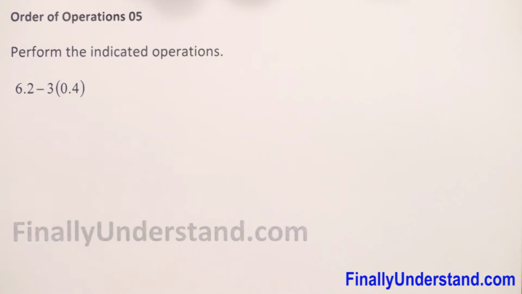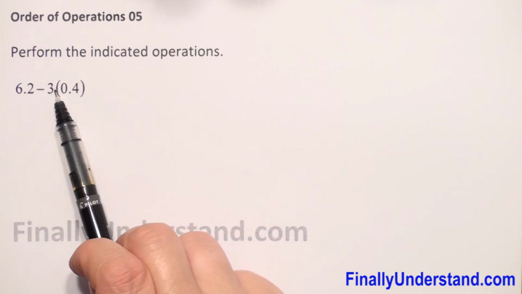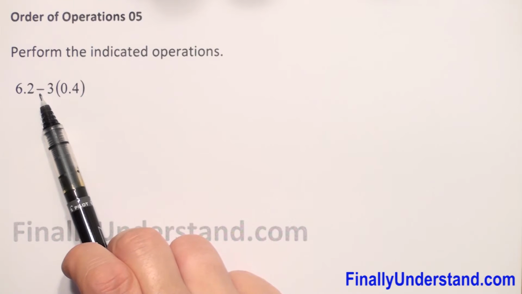In this example, we have subtraction and multiplication of decimal numbers. The order of operations for decimals is the same as for whole numbers and fractions. So first we have to do multiplication, when we don't have a sign, the sign is always multiplication, and next we have to do subtraction.